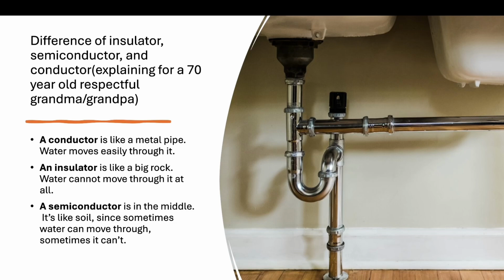So in our case, a conductor is like a metal pipe, and water moves easily through it. And that's how electricity moves through metals like copper or gold, which is very easily. An insulator is kind of like a big rock where water can't move through it at all. And that's how materials like plastic or rubber behave, where electricity cannot pass through them.